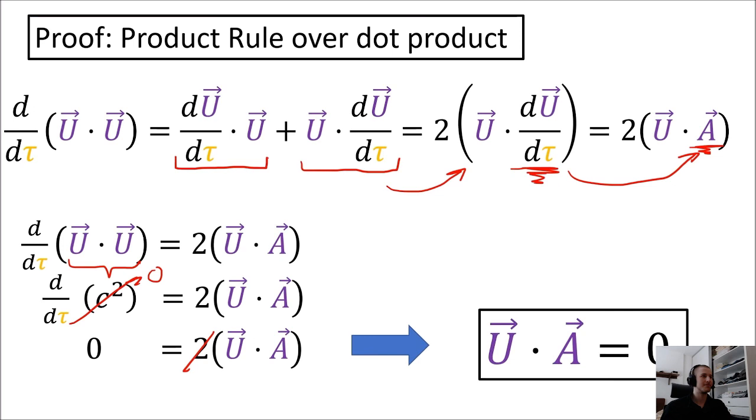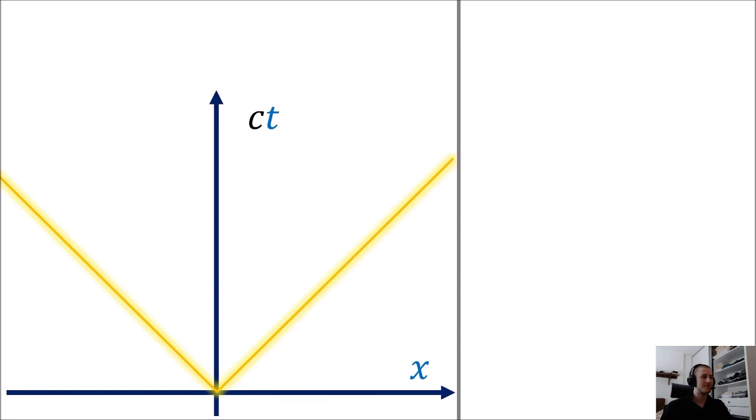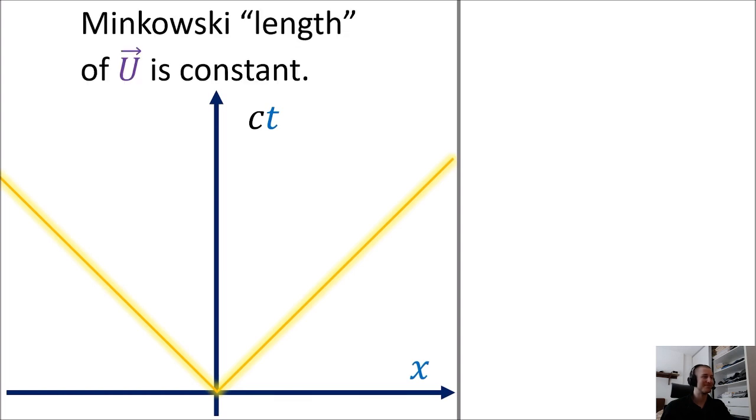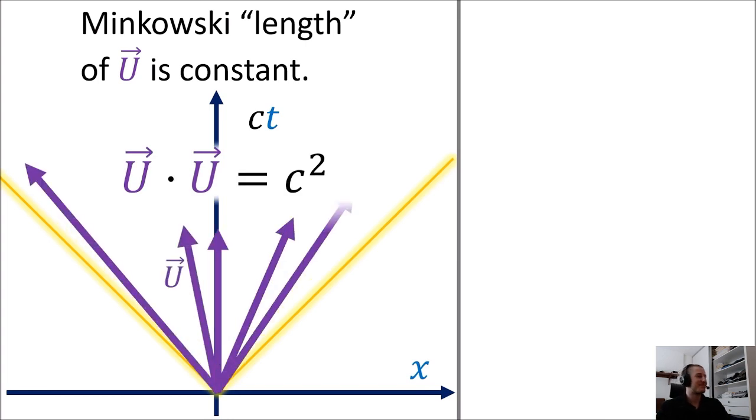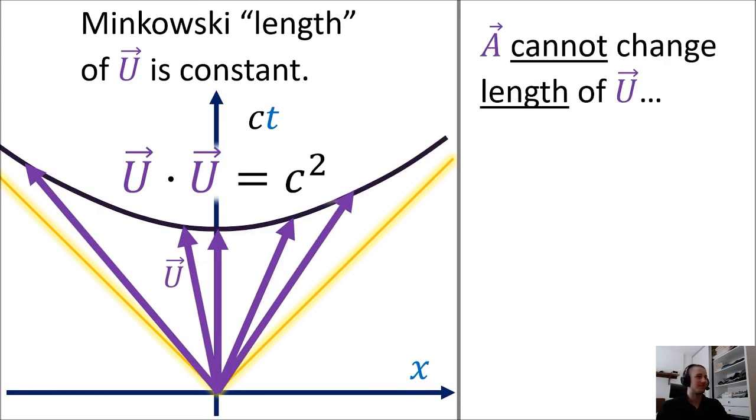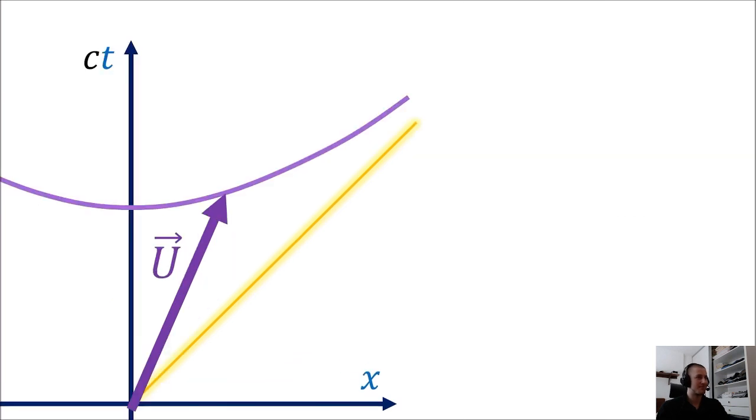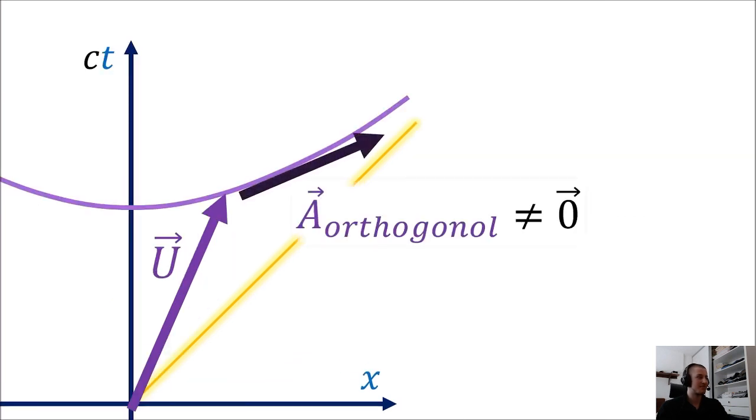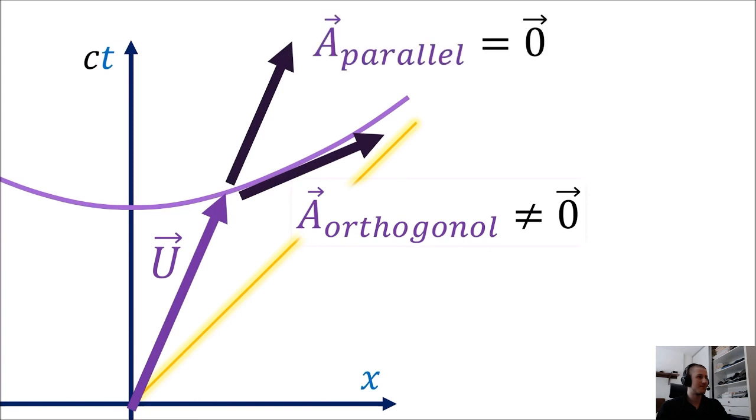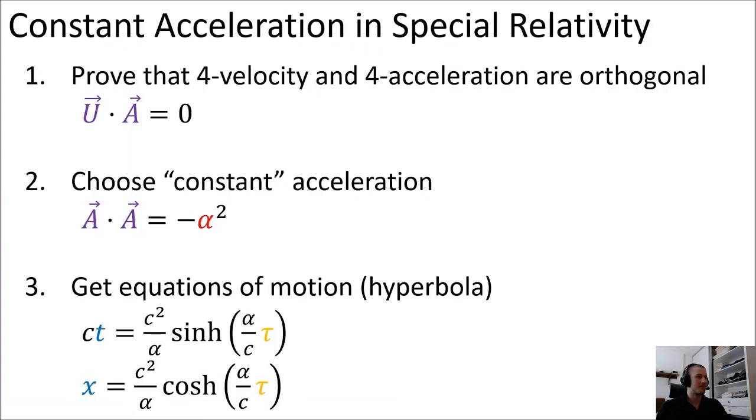We can think of this as being like a law of physics in special relativity. It makes logical sense that a is always orthogonal to u. Since the Minkowski length of u is constant, acceleration cannot make it longer or shorter. Acceleration can only change its direction. This means that all acceleration must be orthogonal to u, because acceleration can never be parallel to it, because that would make u longer or shorter. So we've proven that u dot a equals 0 always.